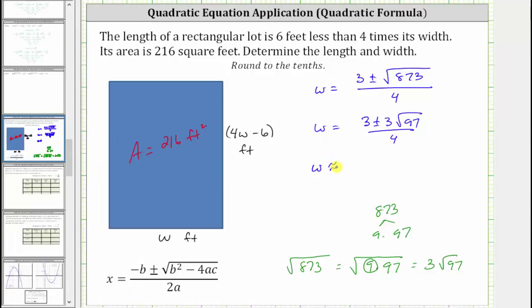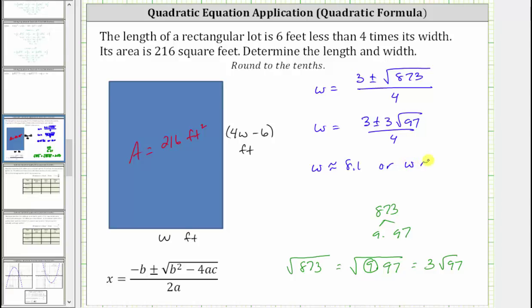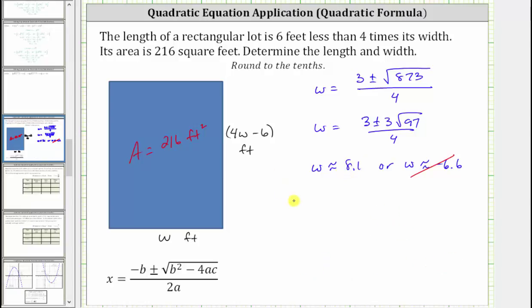Or, we now need to change the sum in the numerator to a difference. We can press second enter to bring up the previous expression and then just change the addition sign to a subtraction sign. Which gives us approximately negative 6.6. Well, we know w is a length and it can't be negative, and therefore we can exclude this solution. And now we know the width is approximately 8.1 feet. So again, we know w is approximately 8.1 feet.